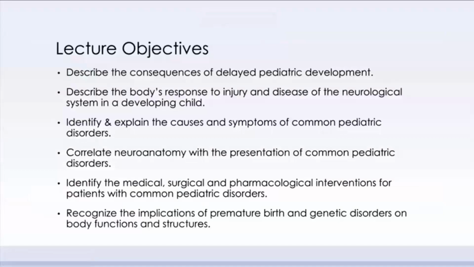We're going to talk about the consequences of delayed pediatric development. There are many different types of delayed pediatric development, and we're going to talk about the body's response to injury and the neurological systems. So this is, again, going to bring in that first week and even the second week of all of the importance of understanding really the brain and the lobes and the functioning of the brain. And then we're going to talk about what happens if there's an issue that occurred either in the womb, during labor and delivery, and what we can do to help these pediatric patients.